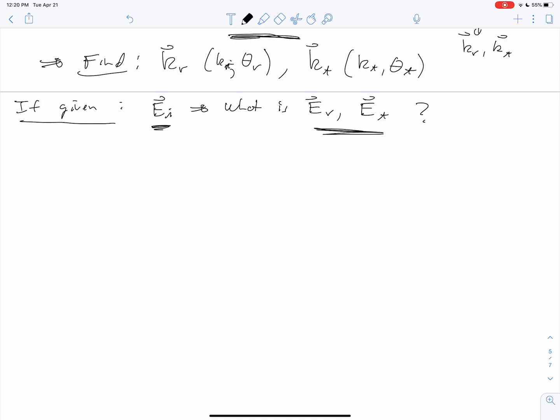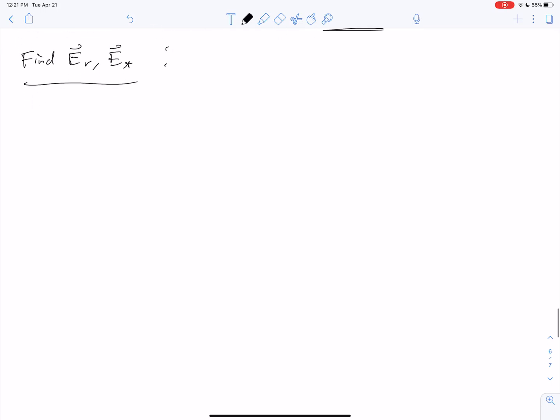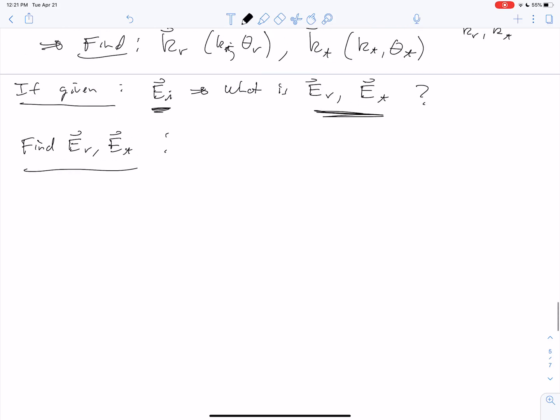So let's find what the reflected and transmitted waves are, the amplitude of the reflected and transmitted electric field. Let's find them in terms of what we're given, which is the incident wave. We're given this, and we want to find these.